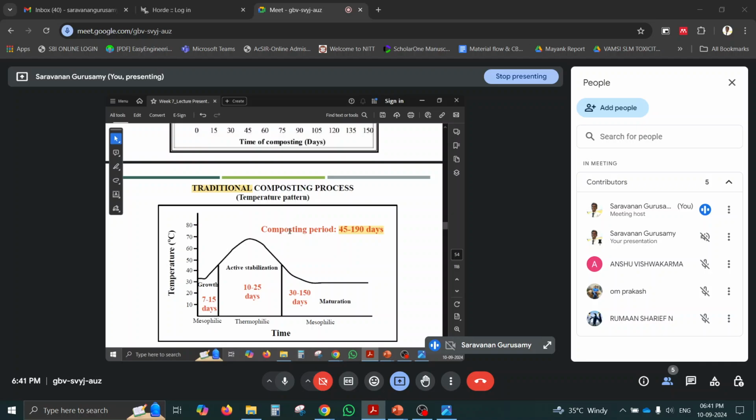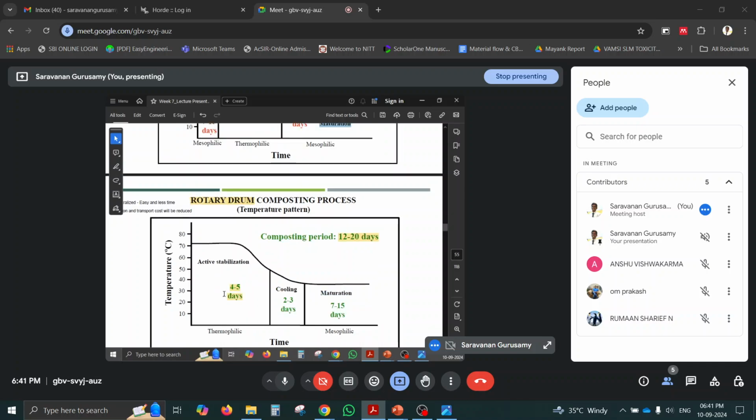Composting period will be around 45 to 190 days. Initially, it will be the growth phase, then the active stabilization phase. It will reach 70 degrees in the first 7 days, and then the next 25 days, and then the last 30 to 150 days will be your maturation phase that will have stagnant temperature. Mesophilic, thermophilic, and mesophilic. This is the thing we have discussed last week.